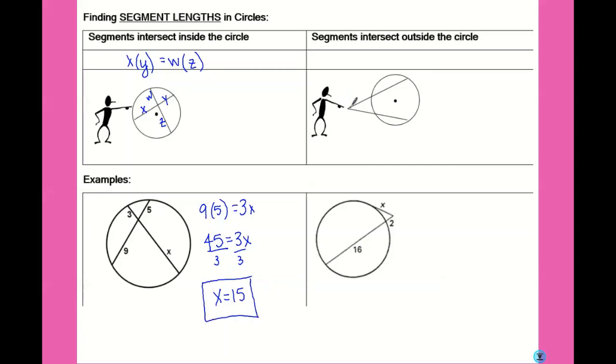If they intersect outside the circle, it is the outside times the entire segment is equal to the outside times the entire segment of the other piece. So if this is x outside and y inside, w outside and z inside, it would be x times x plus y, because that's how long the entire thing is, equals w times w plus z to find the entire thing.